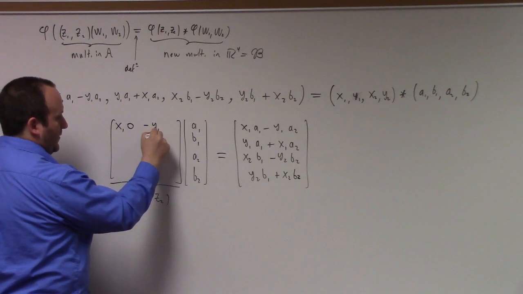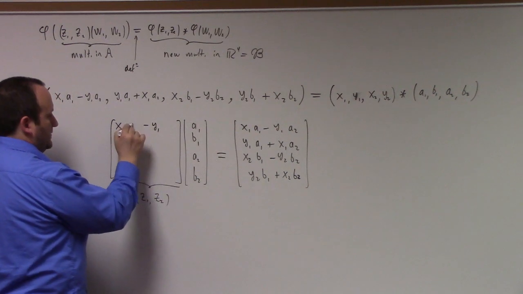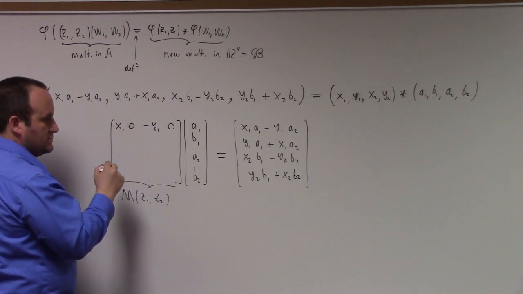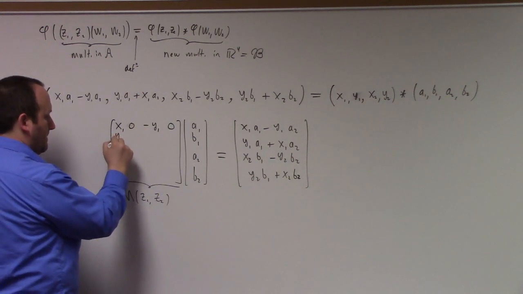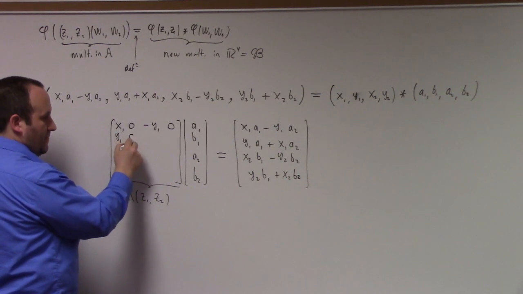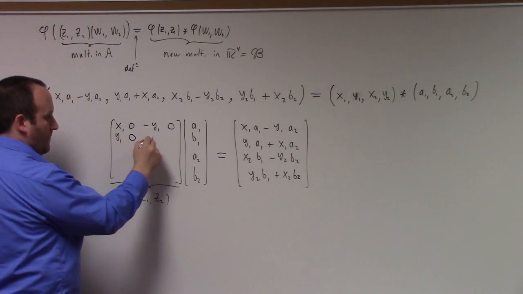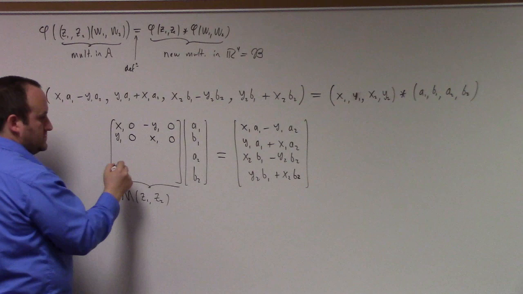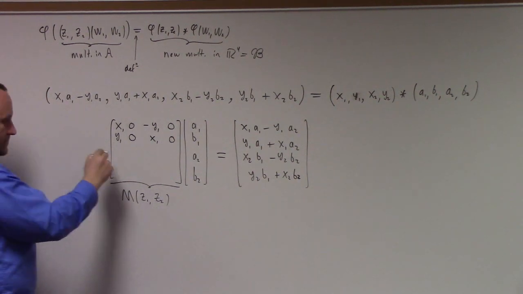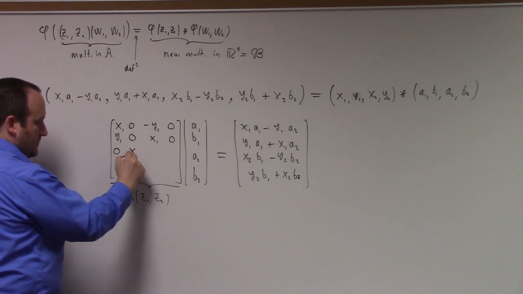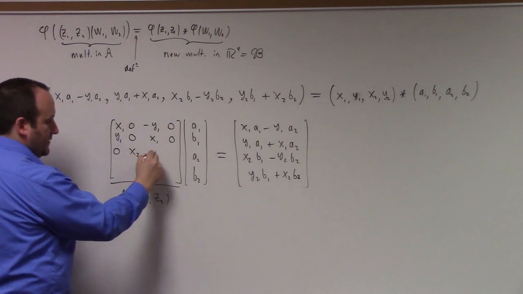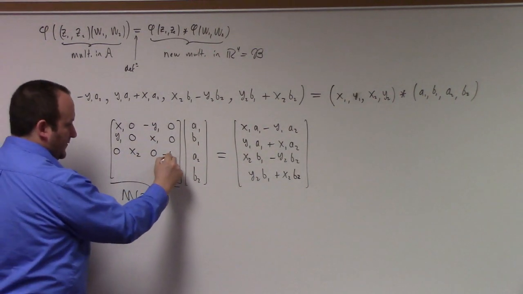Minus y1. Okay. 0. And then the next one is what? All right. And then down there? Yeah, 0 x2. Okay. Negative y2.